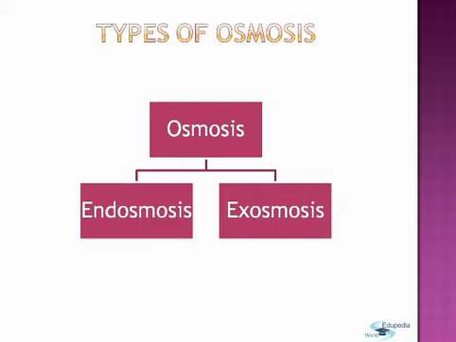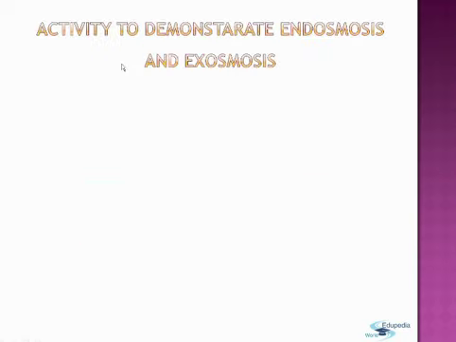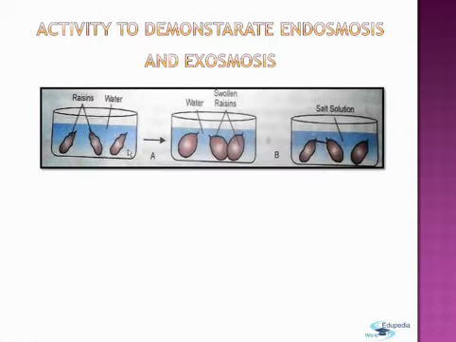Osmosis can be divided into two parts, that is endoosmosis and exoosmosis. Endoosmosis is the movement of the solvent from outside the cell towards the inside of the cell, and exoosmosis is the movement of the solvent from inside towards the outer side of the cell. This definition will be clearer with the help of an activity.